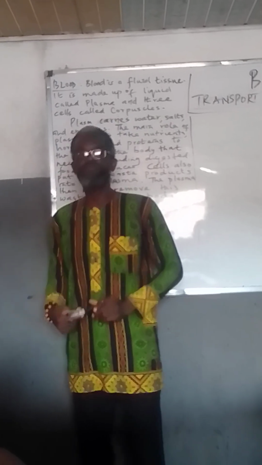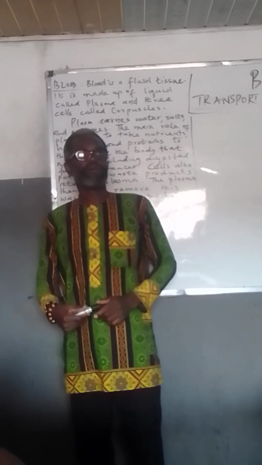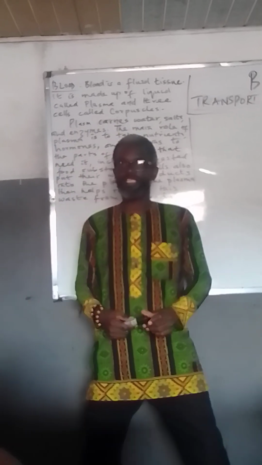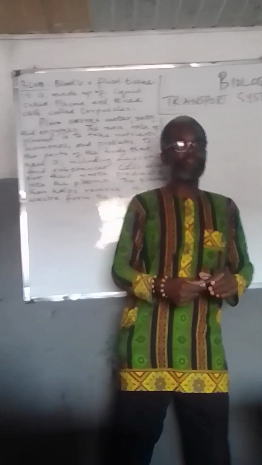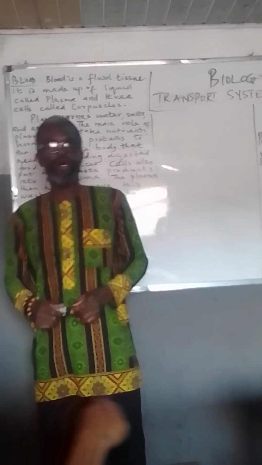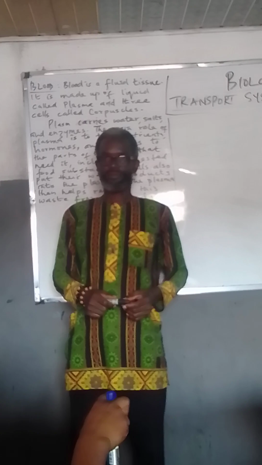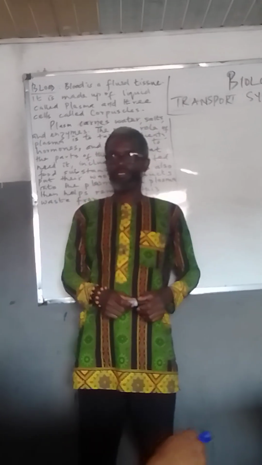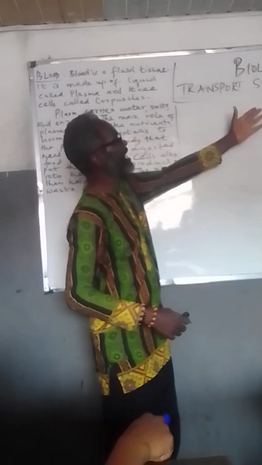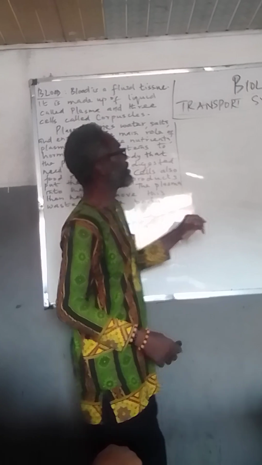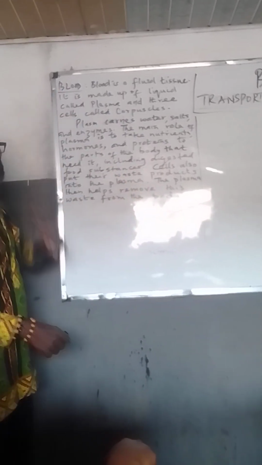Now we are talking about transport system. Transport is simply the movement of materials. Transport system is movement of materials from one part of the body of a living organism to another. That is the transport system. Now, transport system in mammals starts with the blood.